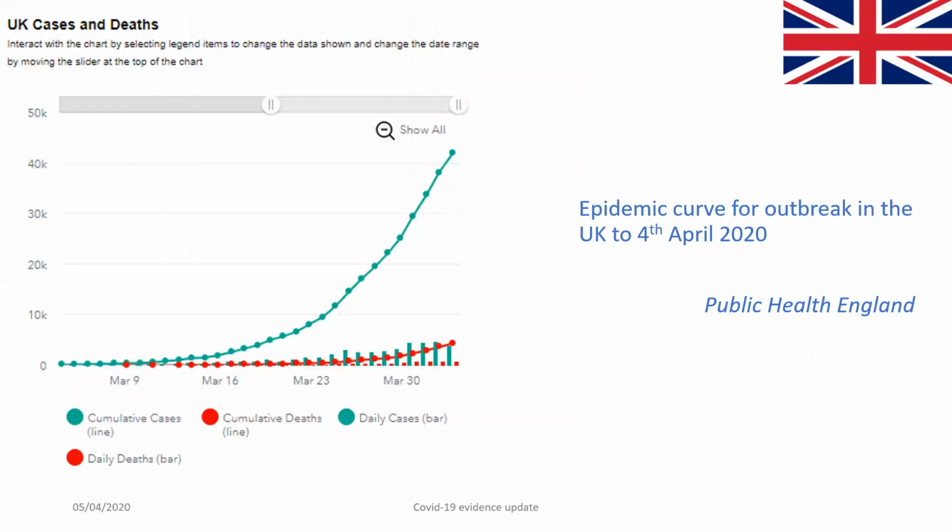Although in a different format, this epidemic curve shows the total number of cases and deaths in the UK to the 4th of April 2020, where things are currently at a much earlier point than they are in either Italy or China. The conclusion of these three epidemic curves is that COVID-19 appears to be behaving in a similar way in a variety of populations and contexts around the world.